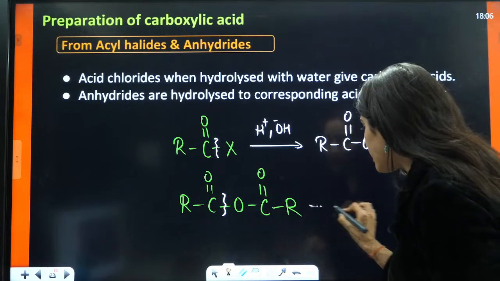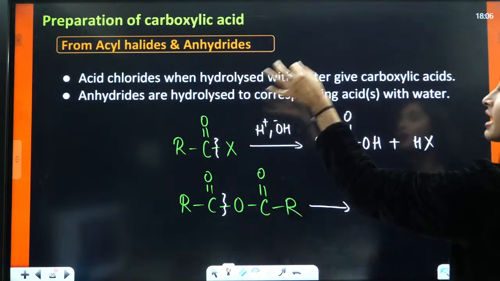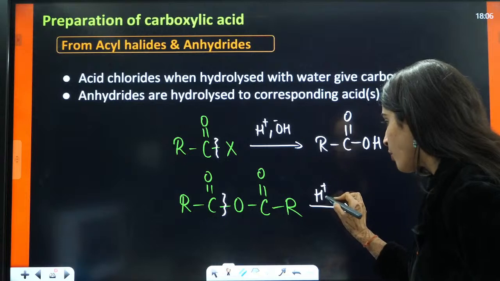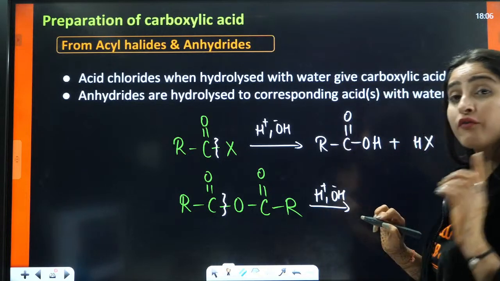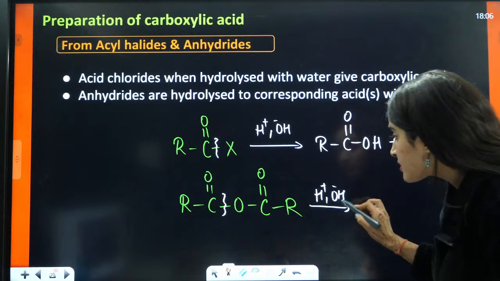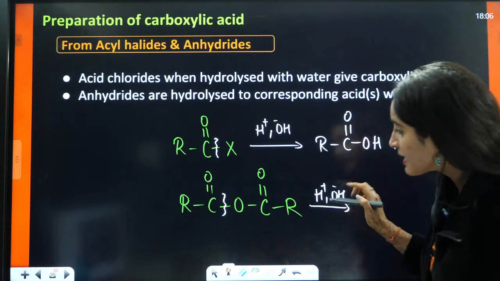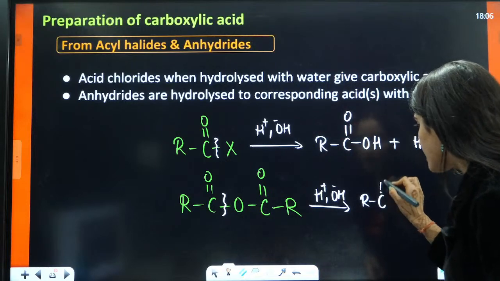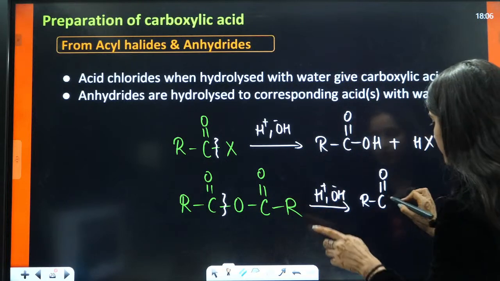If you talk about anhydride, again, anhydrides are hydrolyzed to corresponding acids with water. You will have H positive and OH negative. This is a way to tell you how to remember these questions. This is a negative part, and when this bond breaks, what will happen? This will be RC double bond O, and OH will be attached here.